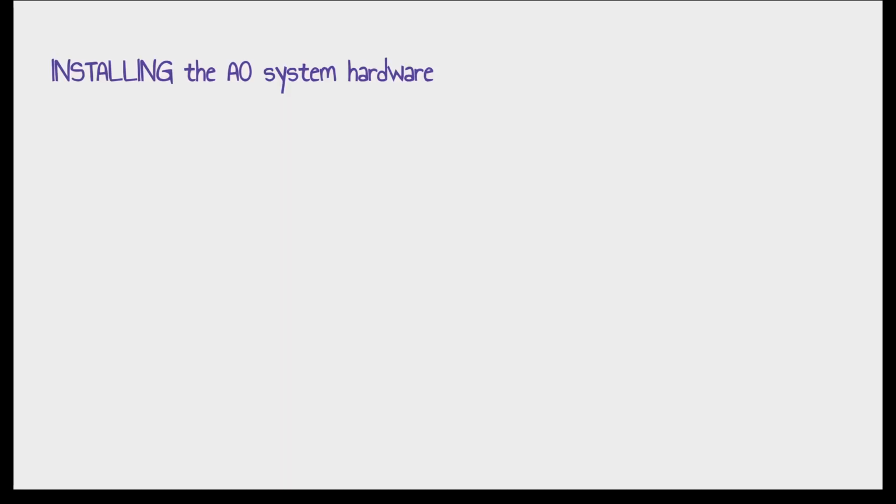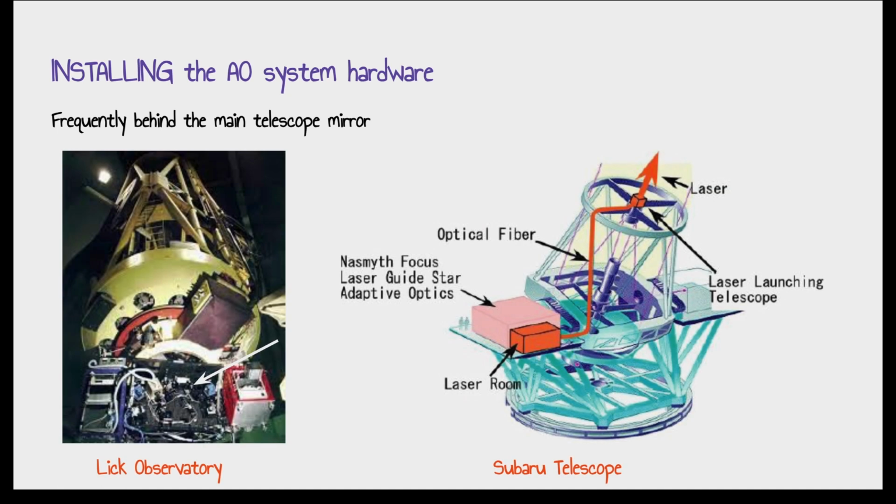If you recollect the AO system schematic, it's a lot of parts. All of that has to fit somewhere in the larger telescope hardware, right? Typically, it is fitted behind the main telescope mirror. The exact position depends on the other parts and the mount setup of the telescope. The image on the left is from the Lick Observatory on the summit of Mount Hamilton in California, and the arrow points to where the AO setup is. On the right is a schematic of the Subaru telescope in Mauna Kea, and here is where the older AO system resides.